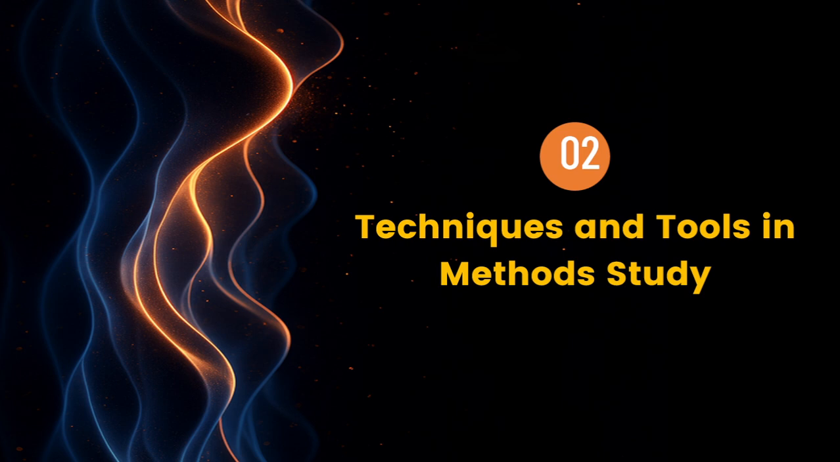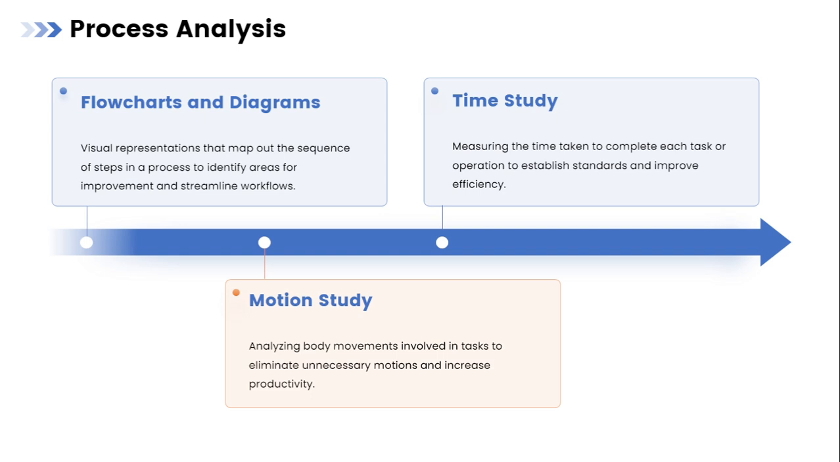Then our next slide is techniques and tools used in method study. Basically, in process analysis, for analyzing the method we can go for flow charts and diagrams, which are a visual representation that maps out the sequence of steps in a process to identify areas for improvement and streamline workflows.